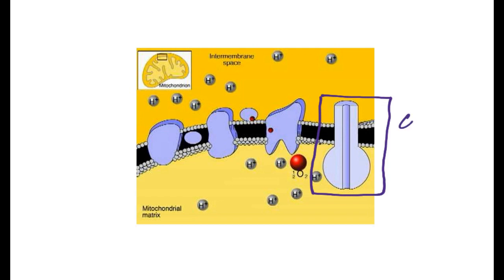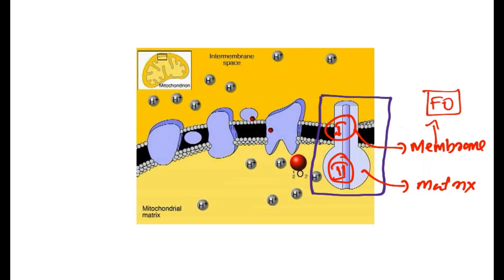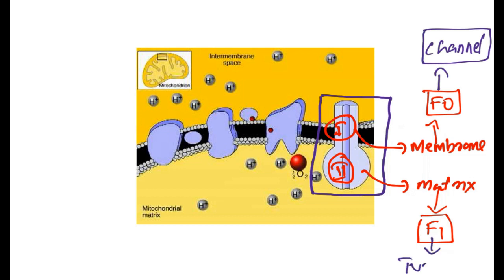So the complex 5, I will be marking it, and you can see it is situated on the inner mitochondrial membrane, and it will have two parts. That is the first part and second part. The first part is situated on the membrane, and the second part is protruding into the matrix. So the membranous part is known as the F0 particle, and the matrix part is known as the F1 particle. The F0 particle will be acting as a channel. You can see the 0, a hole in the center, so that will be acting as a channel, and the F1 particle will be the turbine.